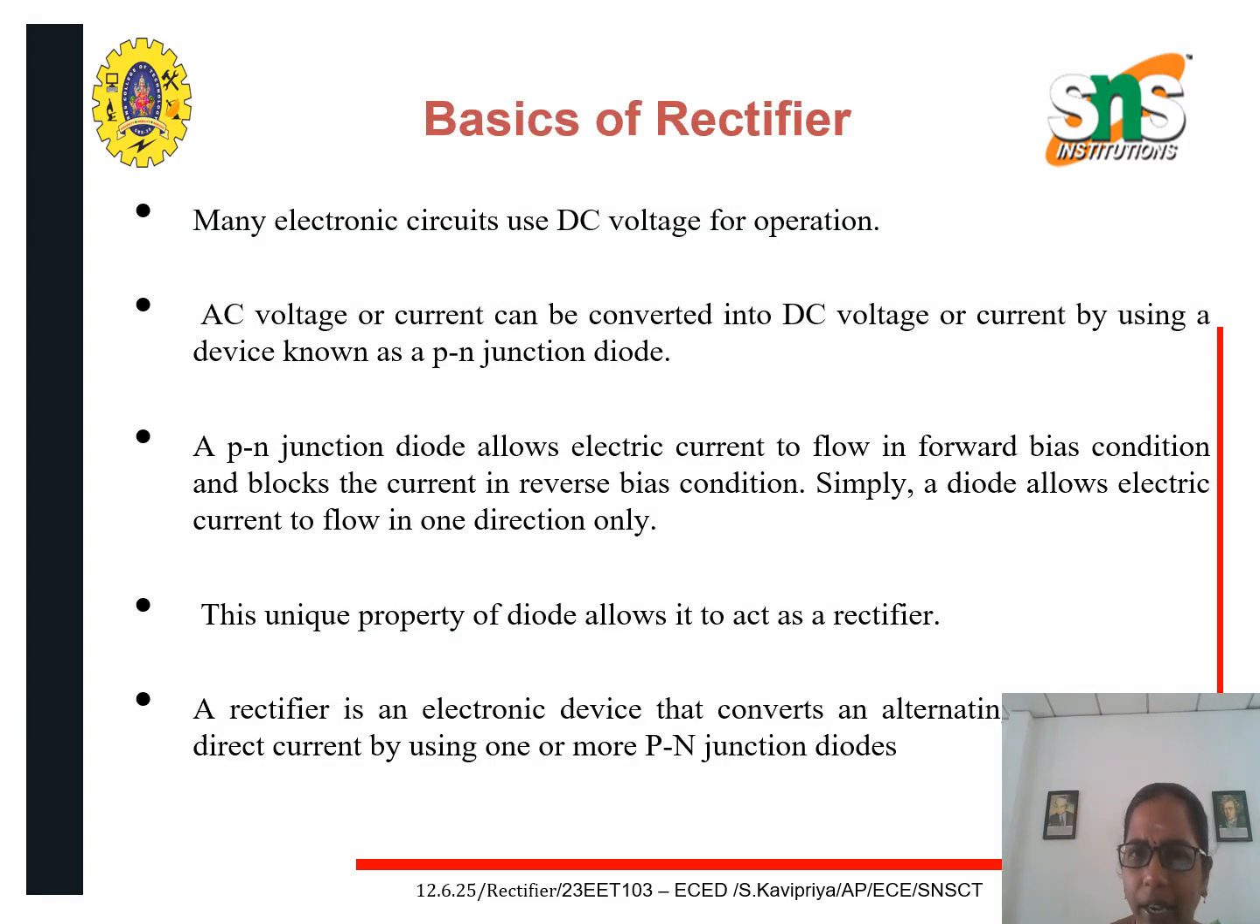So what is a rectifier? A rectifier is a device which converts an AC signal into a DC signal. So what are all the components present inside the rectifier? The foremost component is a diode. A diode has a unique property. It allows the flow of current in the forward bias condition and it blocks the flow of current in the reverse bias condition. Because of this unique property, a diode acts as a rectifier.